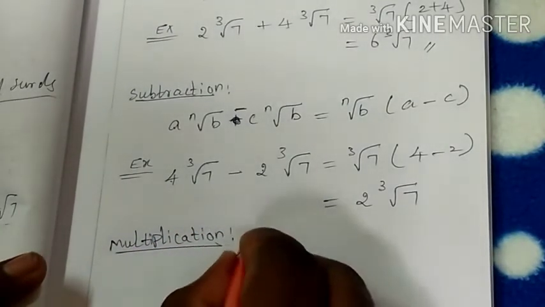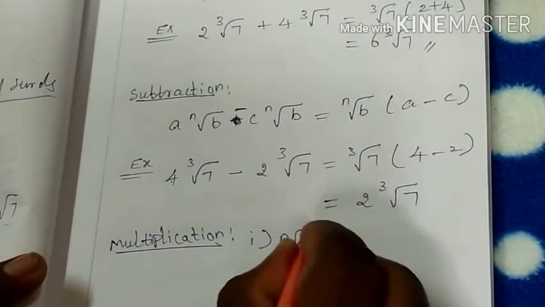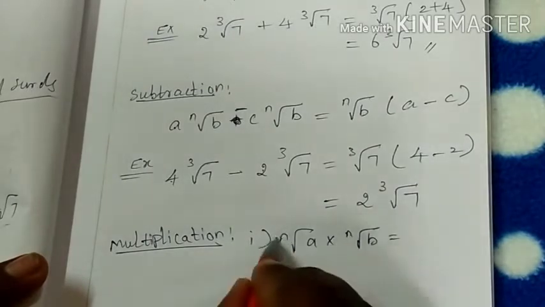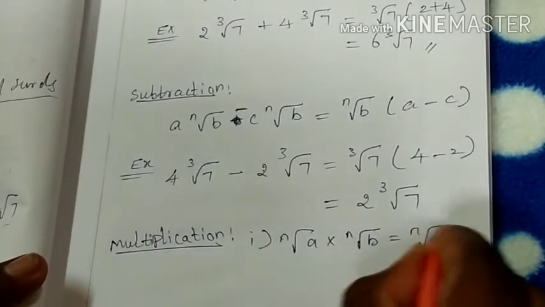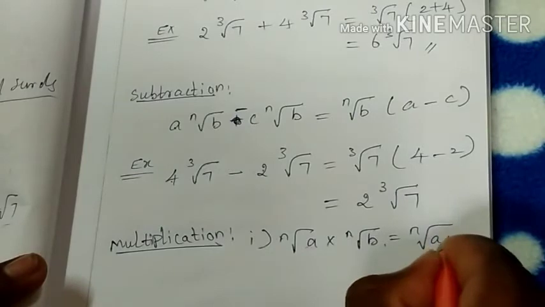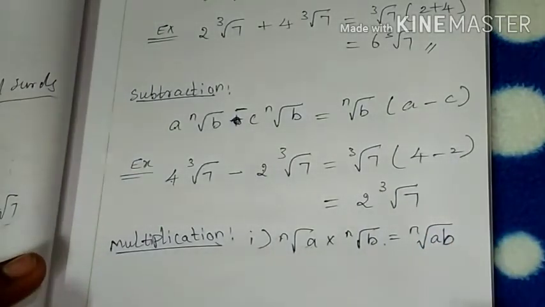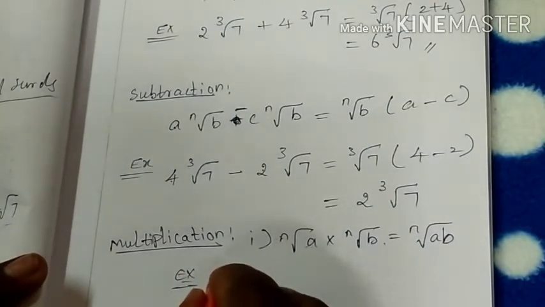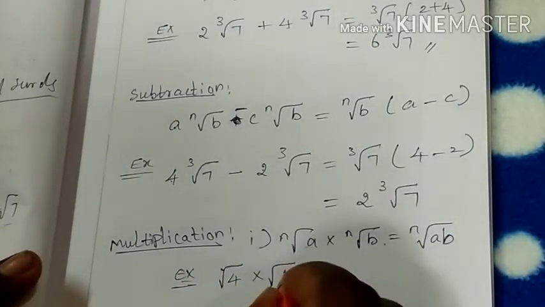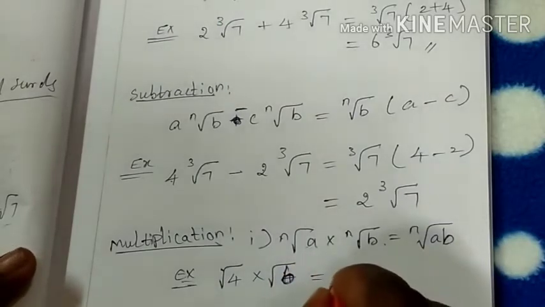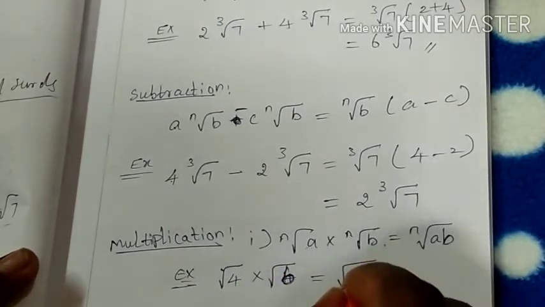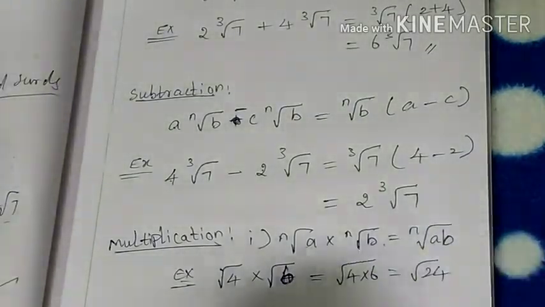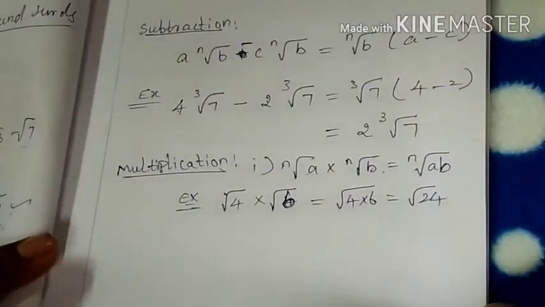Multiplication of surds has two types. The nth root of a into the nth root of b, where the root values are equal, means write the root only one time, with the product of the values a into b. That's all. For example, the square root of 4 into the square root of 6 is equal to the square root of 4 into 6, which is equal to the square root of 24. That's the answer. Have you understood the property of multiplication?